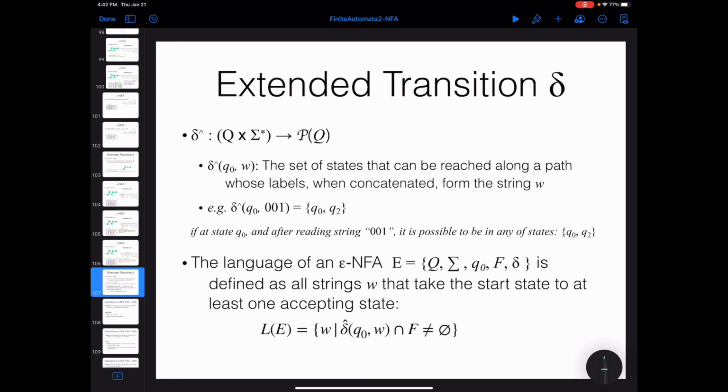So the language for epsilon NFA, just like for the NFA and DFA, the language of an epsilon NFA is going to be all the strings that will be accepted by your epsilon NFA, right? Which is going to be all those strings for which you can find at least one path that ends up in one of the final states.